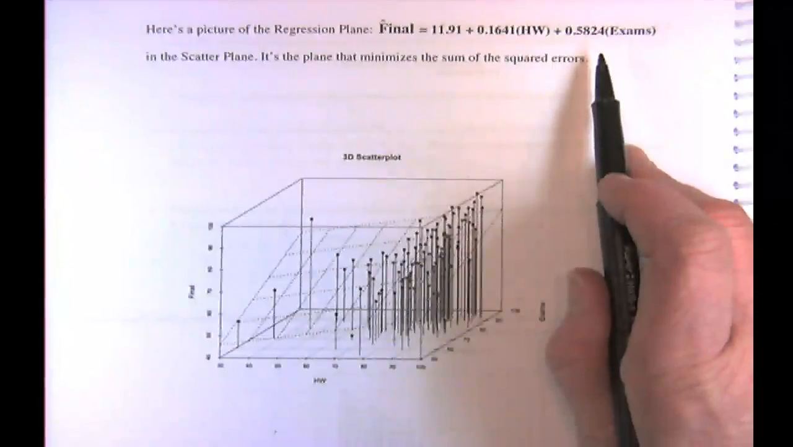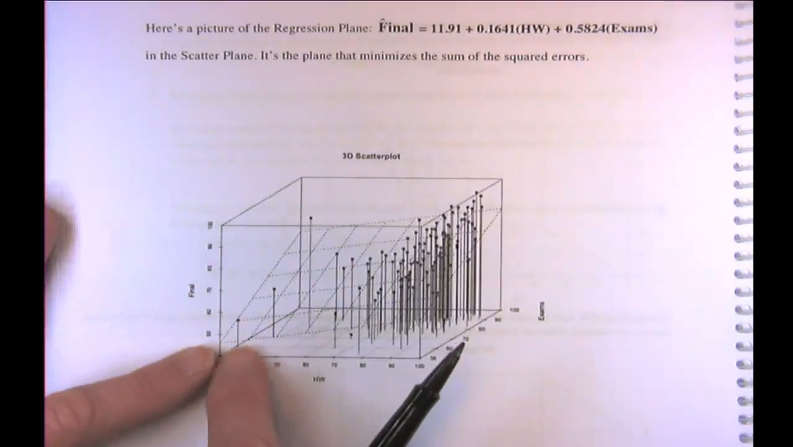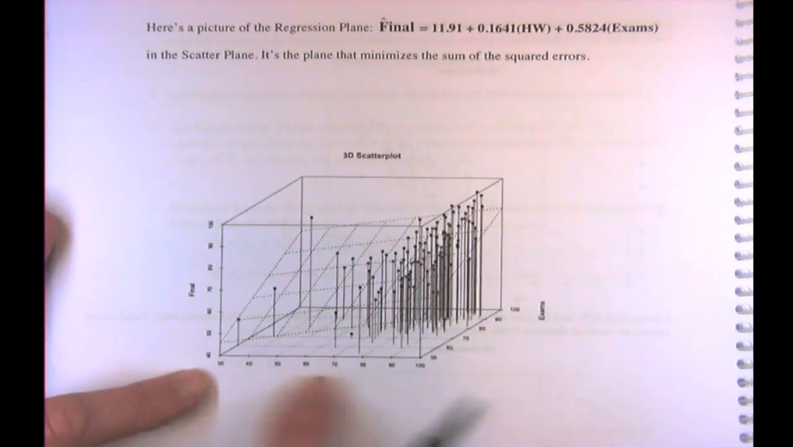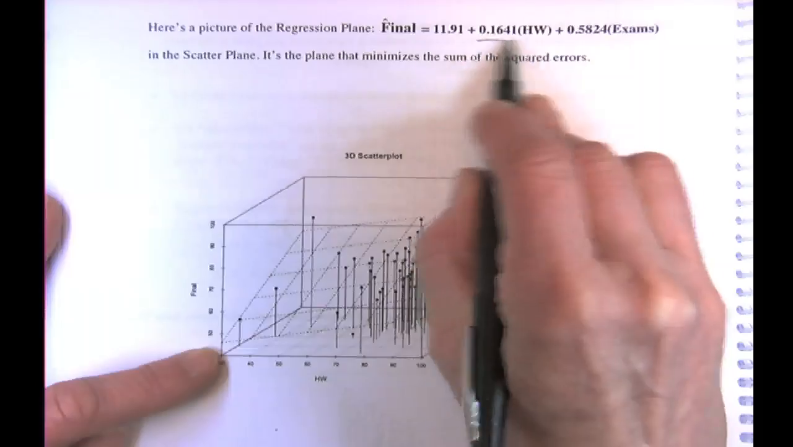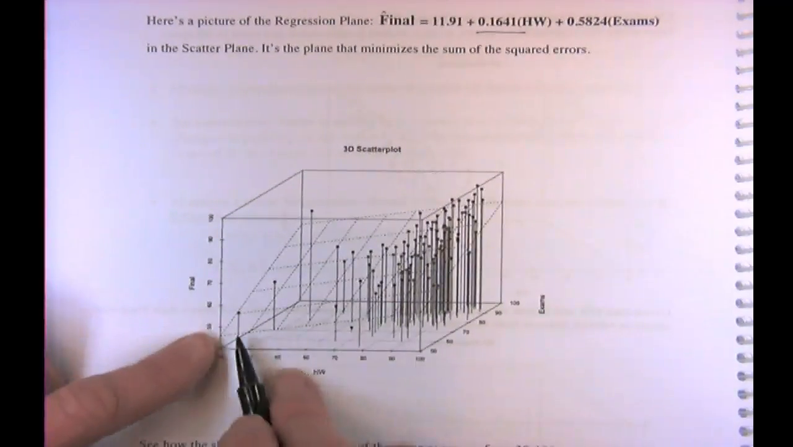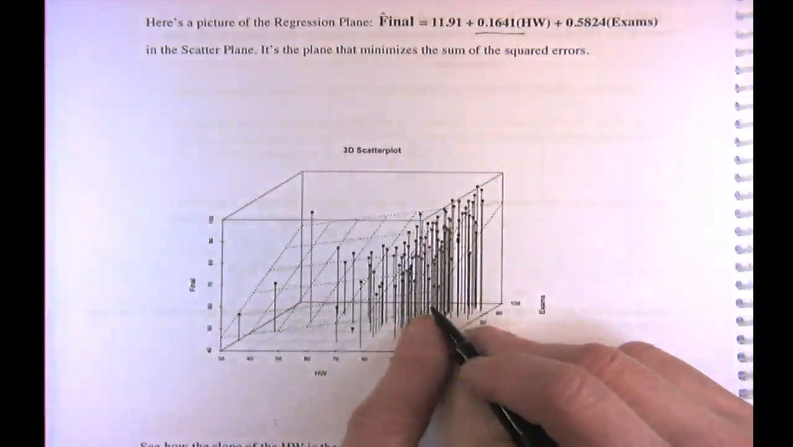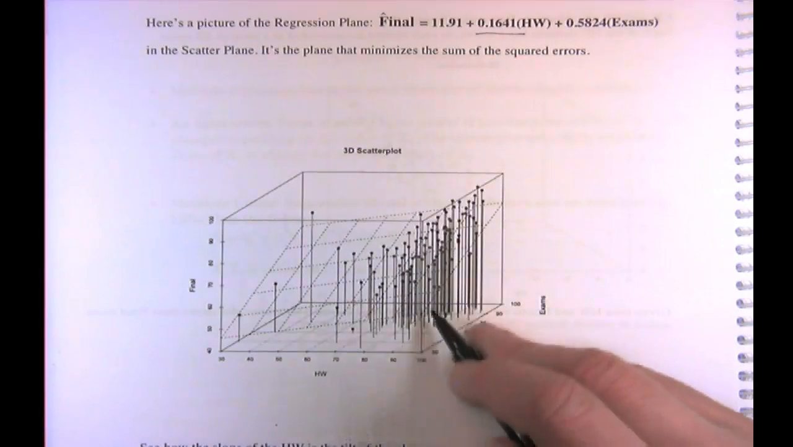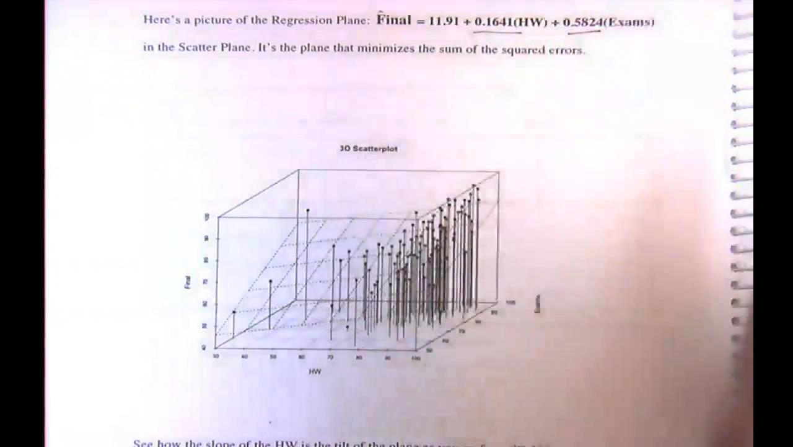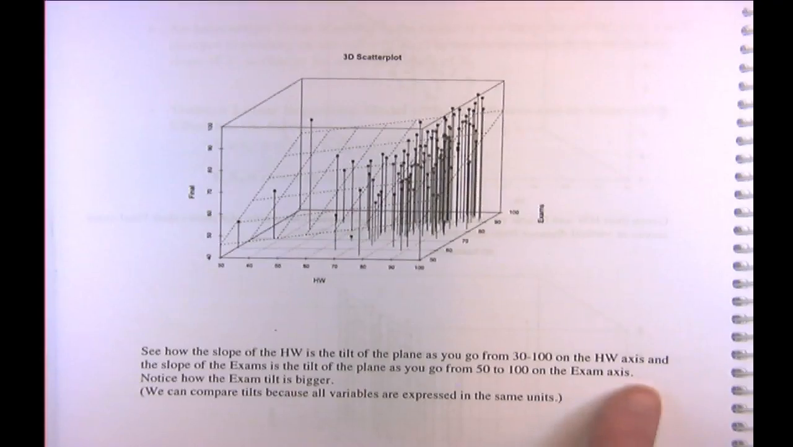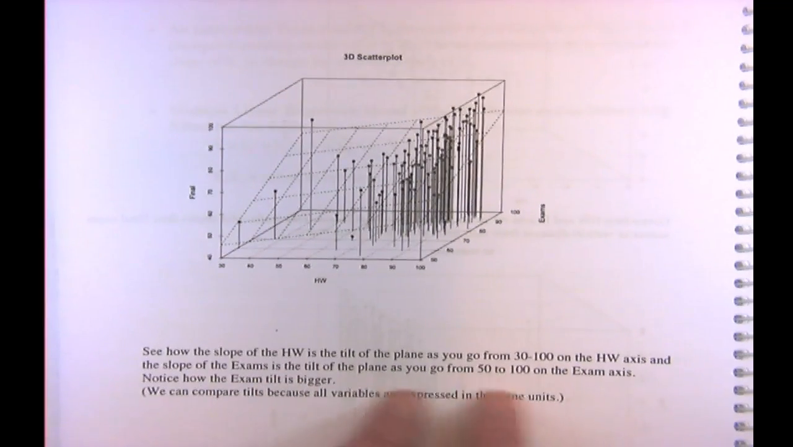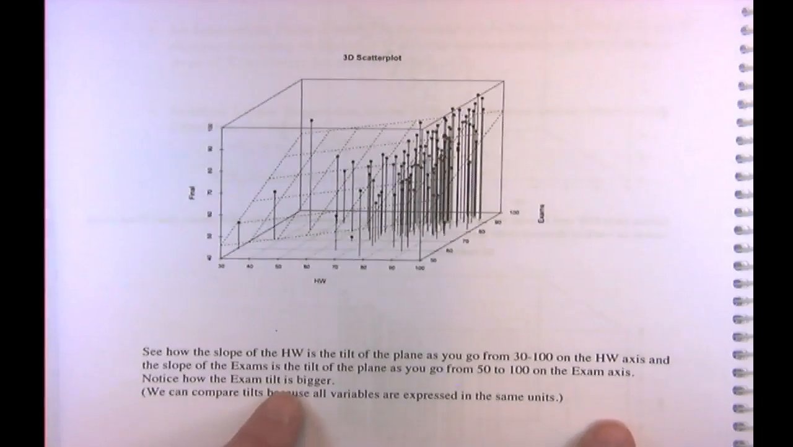And now let's see if this makes sense. If you look at the tilt of the plane in the homework direction as we go from 30 to 100, this slope is the tilt of that plane. And then there's the tilt in this direction. The slope in this direction, as we go from 50 to 100 in exam scores, is steeper. That's what I say at the bottom of the page. The slope of the homework is the tilt of the plane as you go from 30 to 100 on the homework axis, and the slope of the exams is the tilt of the plane as you go from 50 to 100 on the exam axis. And notice how the exam tilt is steeper. We can compare these tilts because we're all in the same units. So do you get a picture for how this is working now?